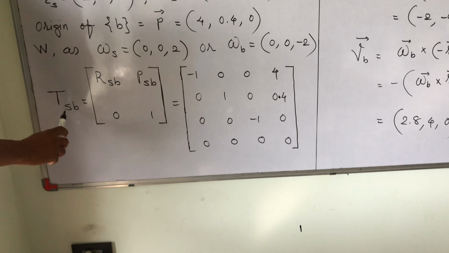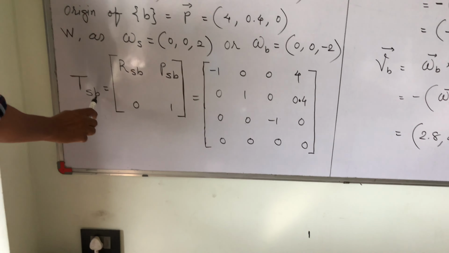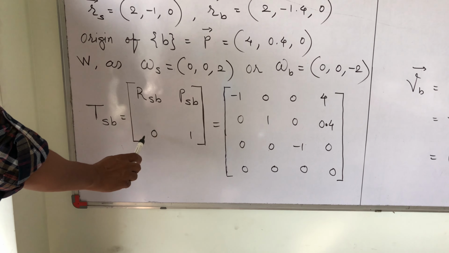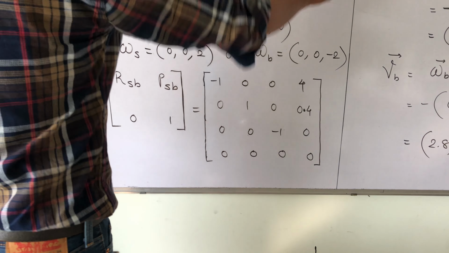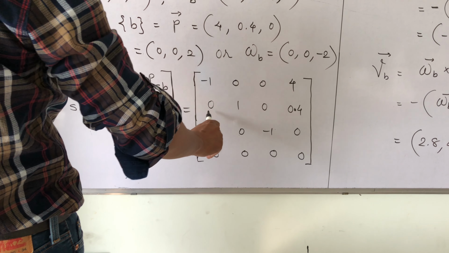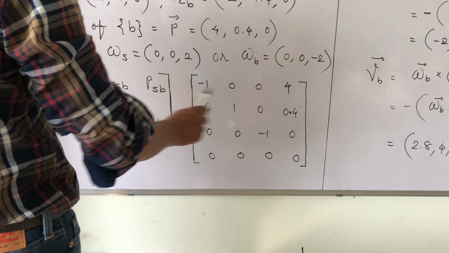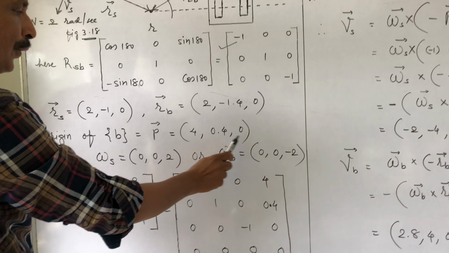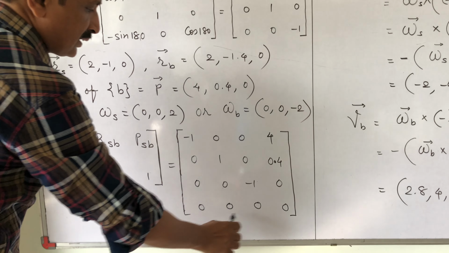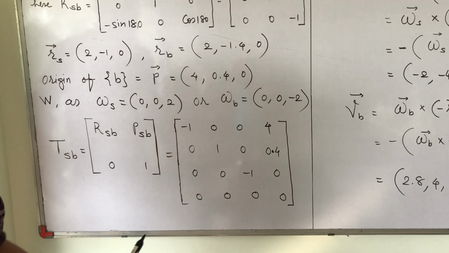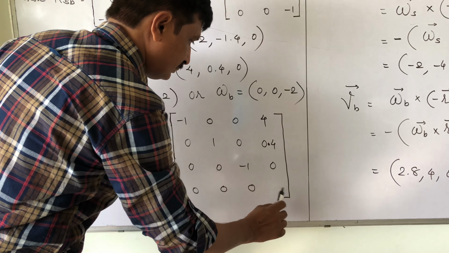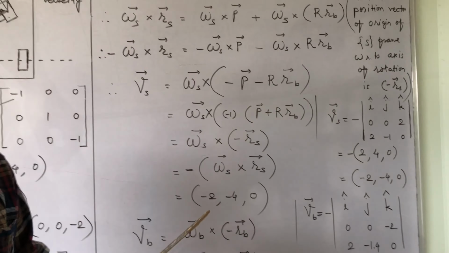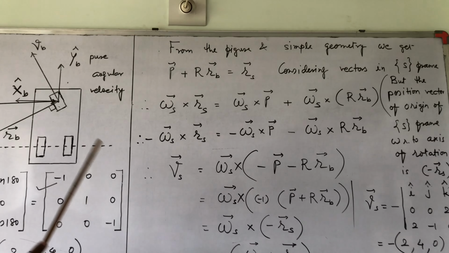And the transformation matrix TSB, transformation matrix of the body frame in S frame, is RSB, PSB; 0, 1. RSB is this: minus 1, 0, 0; 0, 1, 0; 0, 0, minus 1. PSB is the origin of the body frame and it is given 4, 0.4, 0. And the last row, sorry, this one is 1. Okay. Now observe the figure.